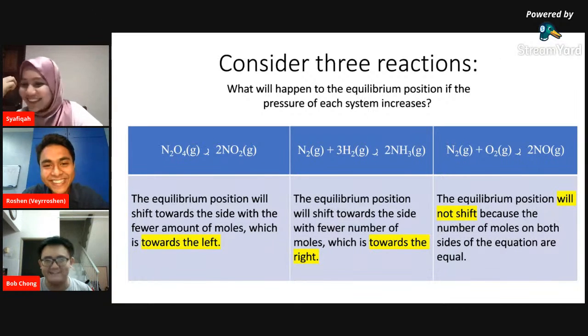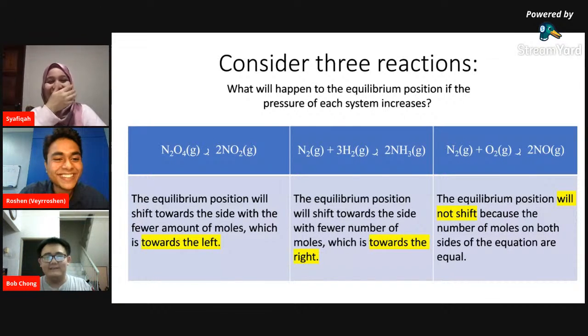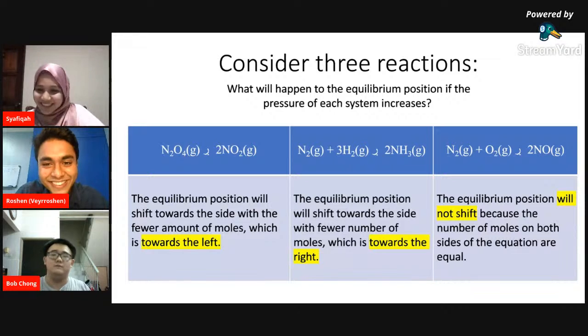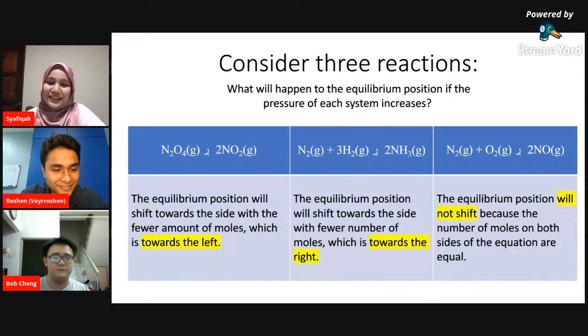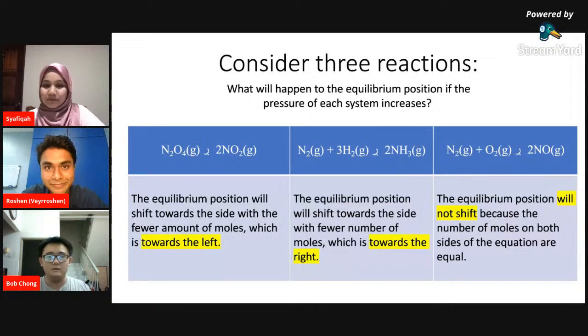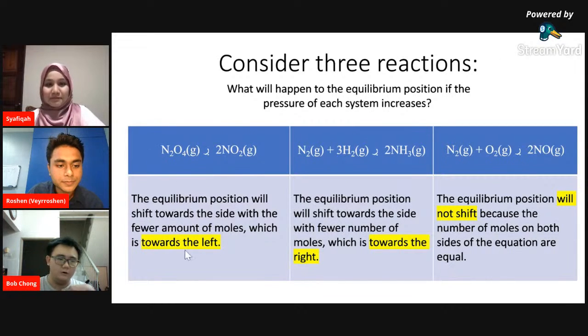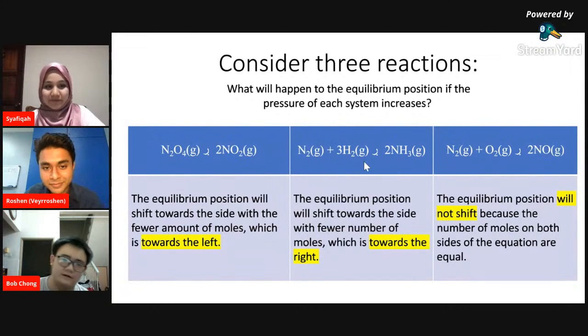For you, what will happen? So the question asks, what will happen to the equilibrium position if the pressure of each system increases? As we have discussed, if the pressure increases, we have to reduce the pressure, so we reduce the moles of gas. So we need to shift the equilibrium position towards the side with the fewer moles, which is towards the left. So the equilibrium position will shift towards the left. That's it for the first. Okay, nice. So more N2O4 will be produced.